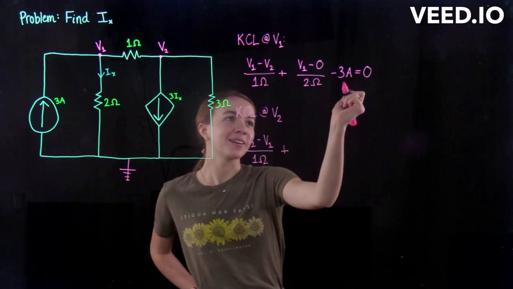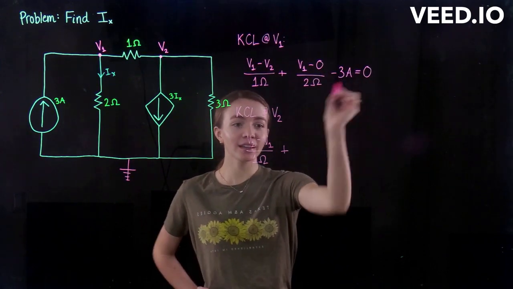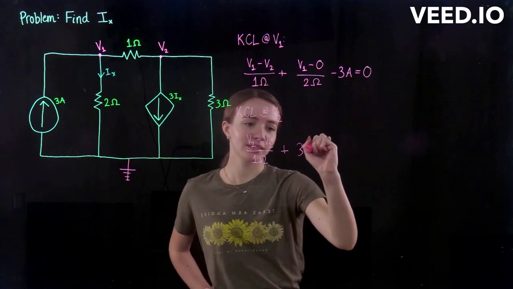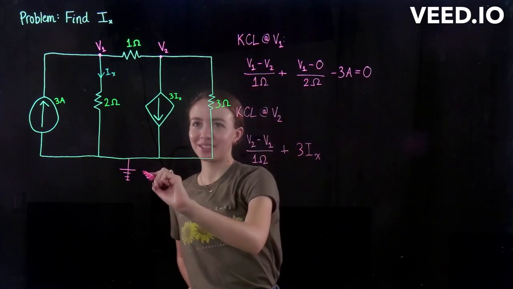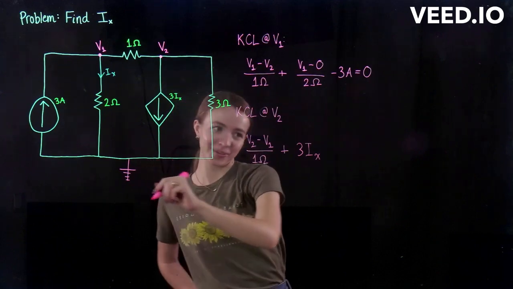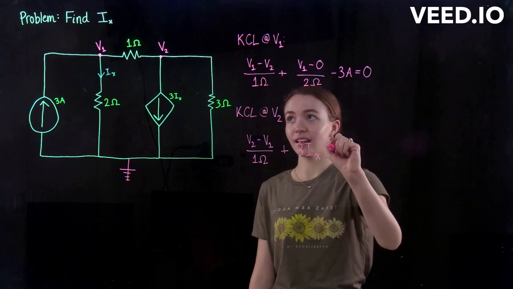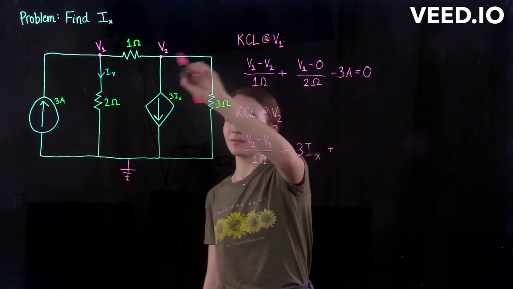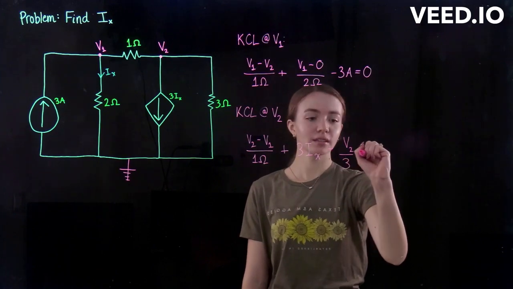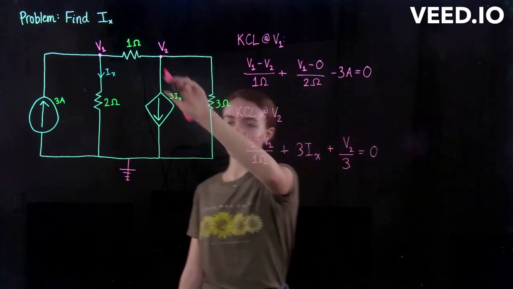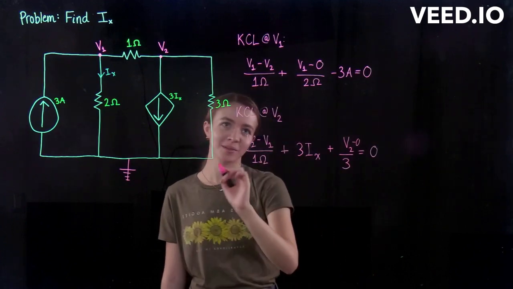Similar to this component of the KCL equation for V1, this one's just going to be plus 3Ix because we're flowing from V2 to ground and the current's flowing this way. So that's why it's going to be plus 3Ix. And the last component is V2 to ground, and that's just going to be V2 over 3 because it's just going straight to ground, which would technically be 0, and it's flowing over a 3 ohm resistor.